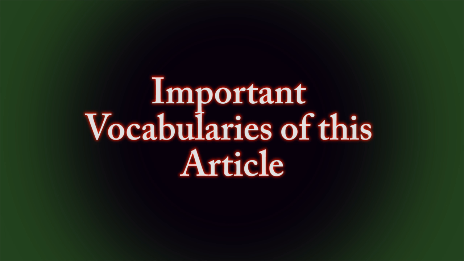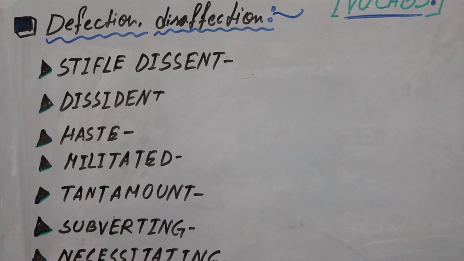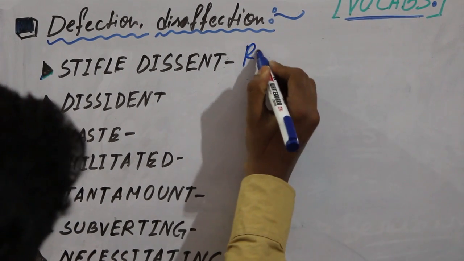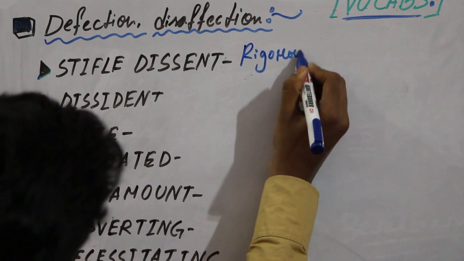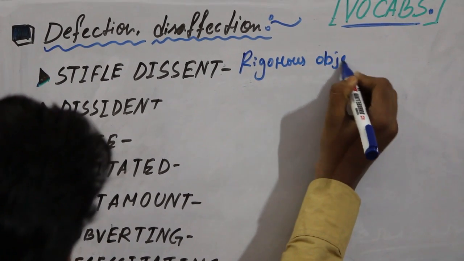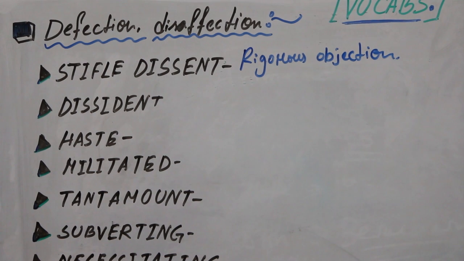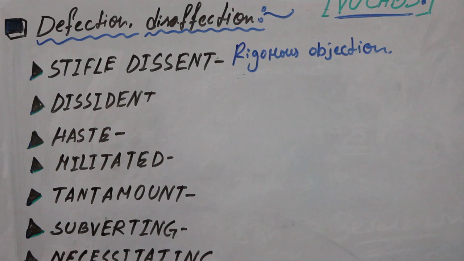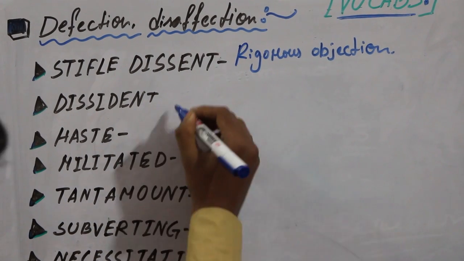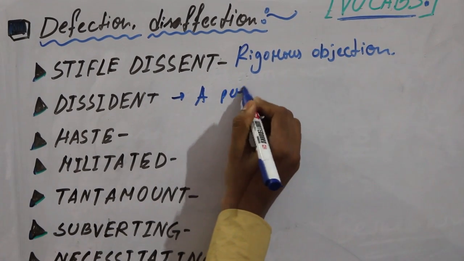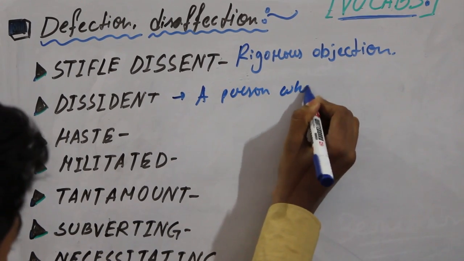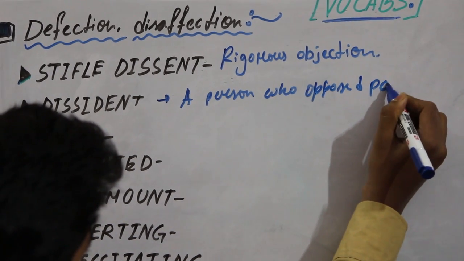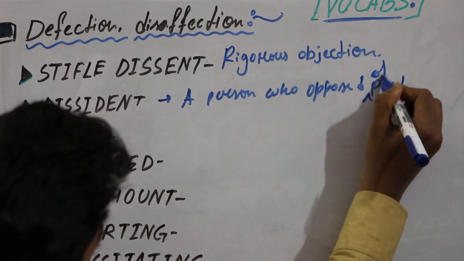First one is defiled dissent. Defiled dissent means rigorous objection. Next one is dissident. Dissident means a person who opposes the official party.